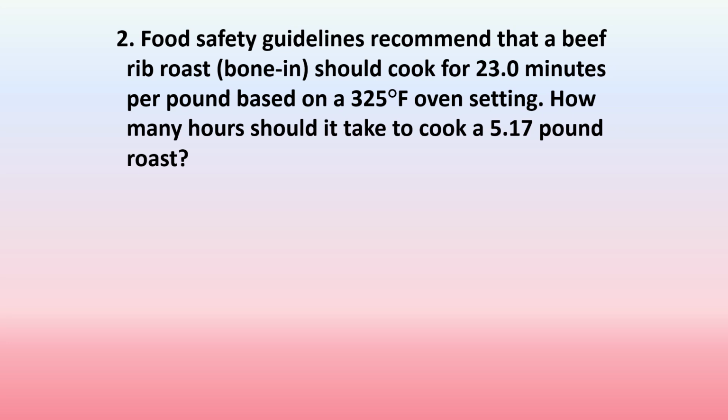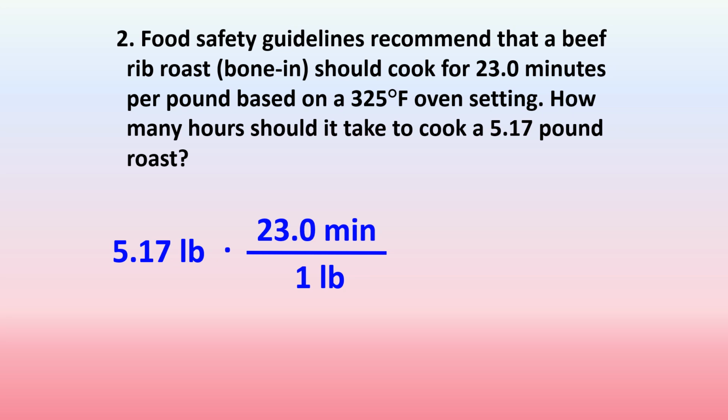So we first need to convert the required time from a given weight of roast. Then we need to further convert the time from minutes to hours, as the question asked. So we first start with 5.17 pounds of roast. And using the conversion given in the question, we write each pound of roast requires 23 minutes of baking time. Then after this conversion, we have the units left in minutes.